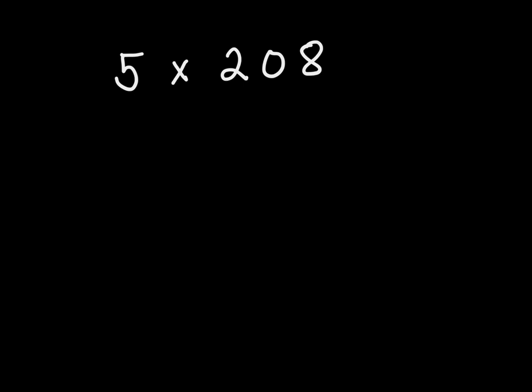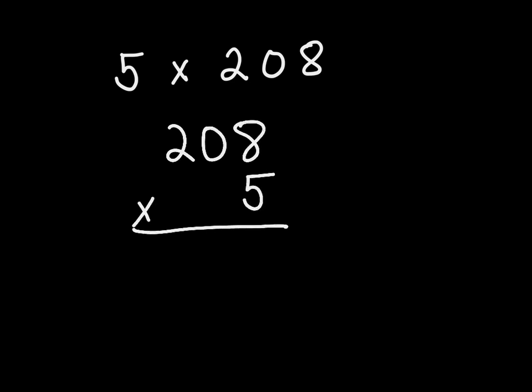5 times 208. So let's try 208. And we're multiplying this by 5. All right. 8 times 5 is 40. So we put the 0. We can't put the 4 here. We have to bring it over. Okay, so 0 times 5 is 0. Plus this 4 is 4. 2 times 5 is 10. So we have 1,040.